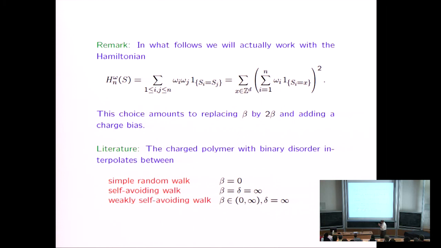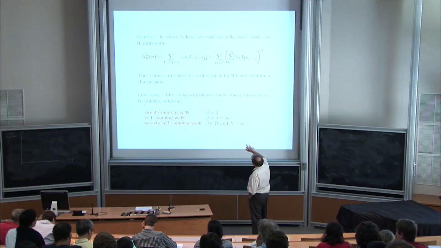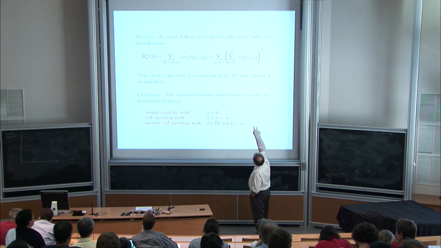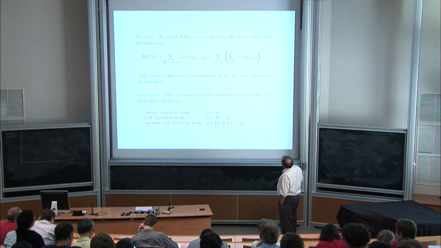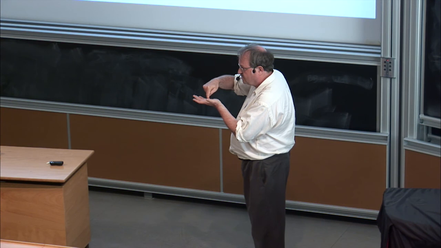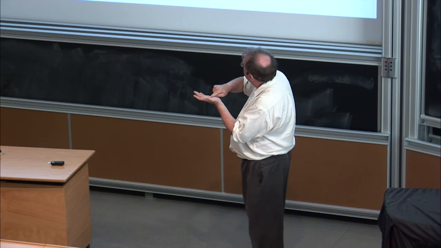But as long as we stay in the world of general beta and general delta, we may as well look at this model rather than the model that I started out with. And the advantage of that is that we're able to write the Hamiltonian as the sum over all points of the square of a sum. What this sum does is that it takes a certain site, and each time the polymer comes there, it registers the charge that the polymer has when it visits that site, and it essentially adds up all these charges.